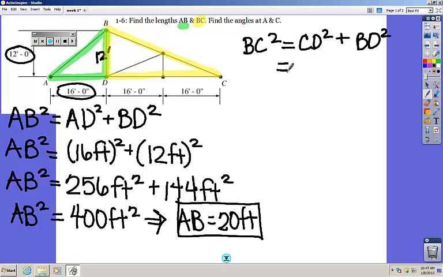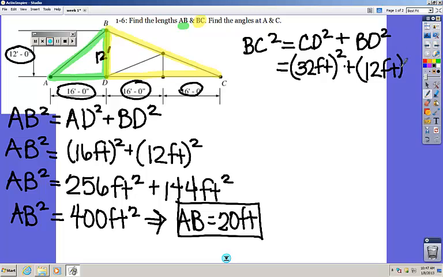So when we plug in for that, CD is equal to 32 feet. Okay, that comes from the 16 plus 16 on the bottom of that highlighted yellow triangle. And BD is 12 feet again. So now we're just doing a little math.